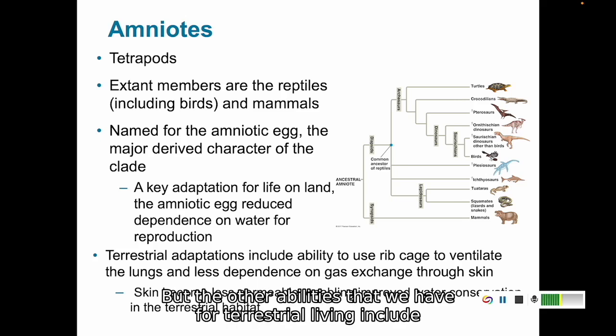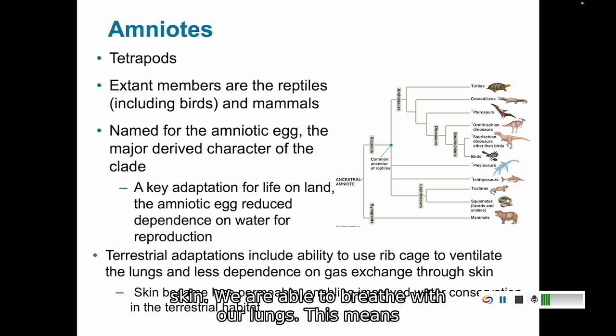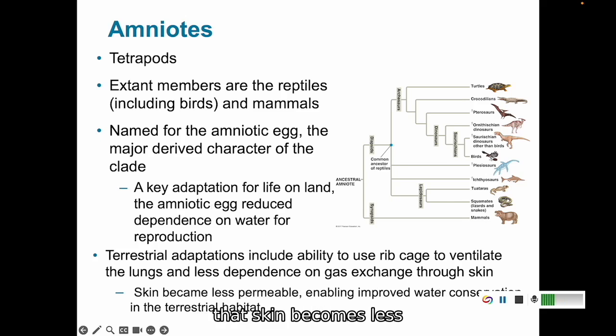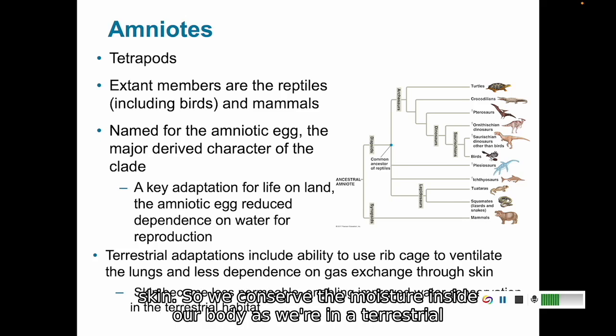But the other abilities that we have for terrestrial living include the ability to use a rib cage to ventilate the lungs, and also we have less dependence on gas exchange through the skin. We are able to breathe with our lungs. This means that skin becomes less permeable, which means that water is less likely to leave our body through our skin, so we conserve the moisture inside our body as we're in a terrestrial habitat.